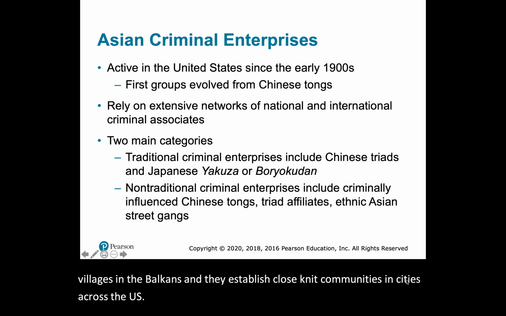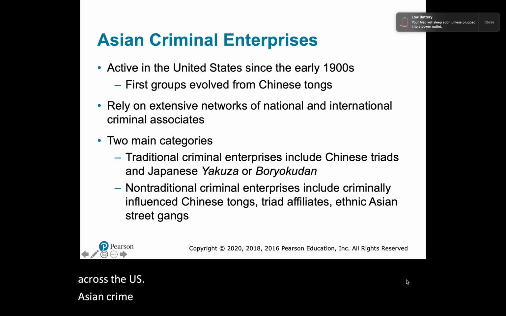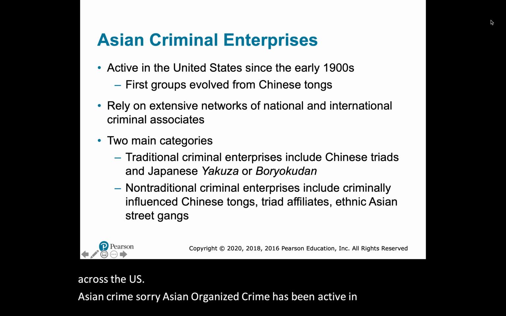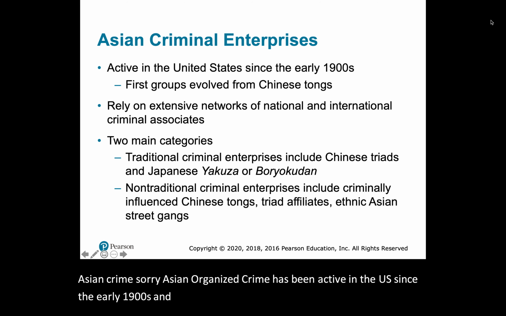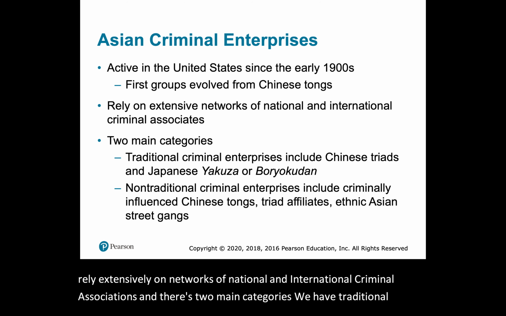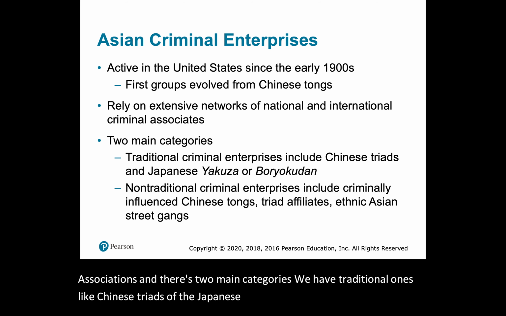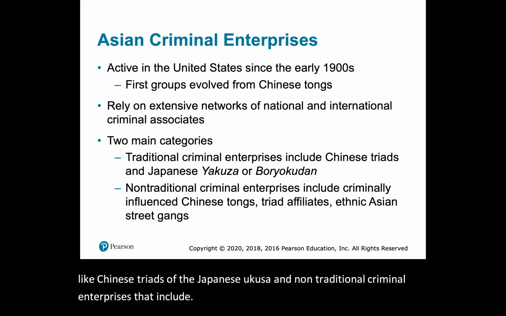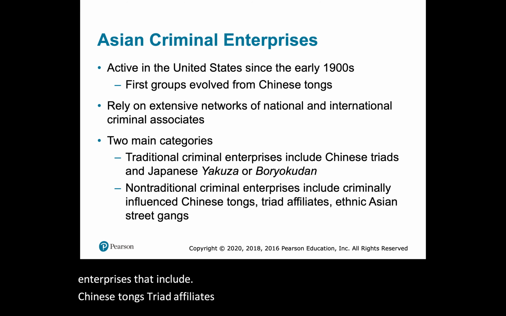Asian organized crime has been active in the U.S. since the early 1900s. And these first groups evolved from Chinese tongs. They rely extensively on networks of national and international criminal associations. And there's two main categories. We have traditional ones like Chinese triads and the Japanese Yakuza, and non-traditional criminal enterprises that include Chinese tongs, triad affiliates, and ethnic Asian street gangs.